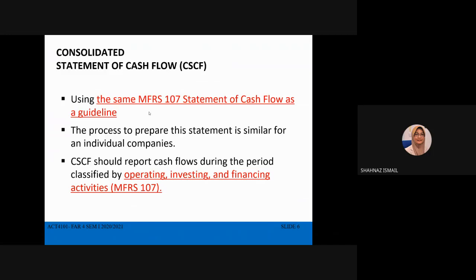Jadi saya tak akan ajar bagaimana untuk anda prepare statement of cash flow di bawah MFRS 107 ini sebab anda telah pun belajar. So saya hanya akan introduce the new things that you should allocate dalam statement of cash flow, the consolidated statement of cash flow.